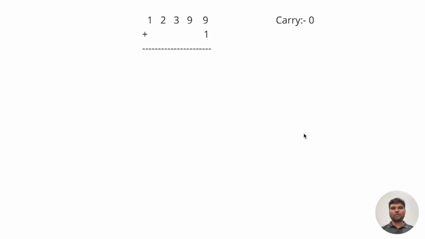So let's look at how we perform addition in standard mathematics. Here is the number given to us, 12399, and you need to add 1 to that number. We will start the addition from the last digit. So we will add 1 to this 9. 9 plus 1 is 10. Instead of writing 10, we will write 0 here, and we will make the carry 1.